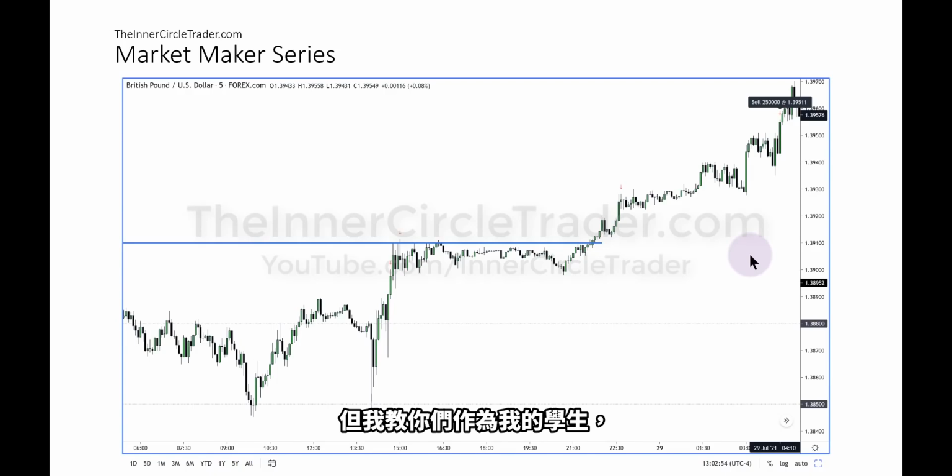But I'm teaching you as my students to focus on the highest probable day of the week in the most probable direction, bullish or bearish, and the time of those specific days, and what those patterns of entry look like.